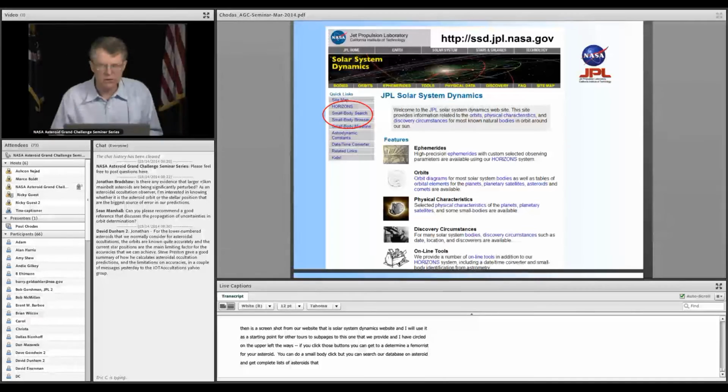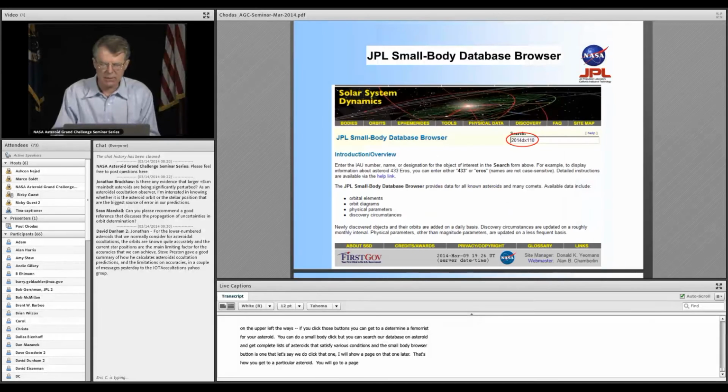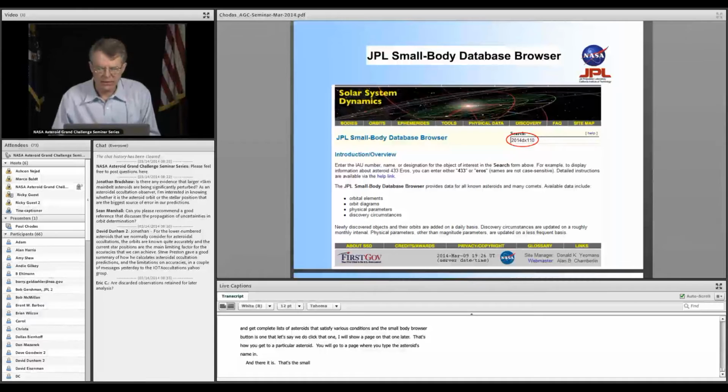And the small body browser button is one that, let's say we do click that one. I'll show a page on that one later. That's how you get to a particular asteroid. You'll go to a page where you type the asteroid's name in. And there it is. That's the small body database browser page. And I've circled the little box where you would type in the name of the asteroid. I like to type it in with just no spaces, lowercase.